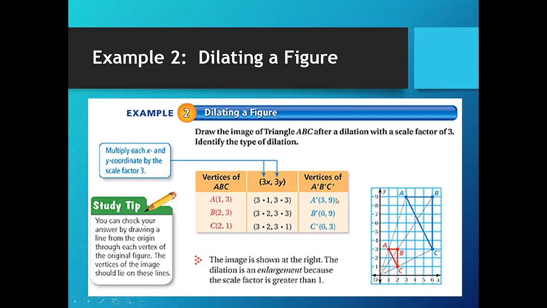So now we can go ahead and plot these 3 points. A prime is at (3, 9). B prime is at (6, 9). And C prime is at (6, 3). So the blue triangle is our image. The image is shown at the right. The dilation is an enlargement because the scale factor is greater than 1. And you can see from our triangles that the blue triangle, the image, is larger than the original.